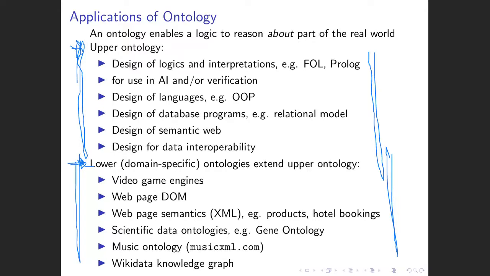So, for example, the ontology of my 2D video game engine, that is a lower ontology. I'm defining what particular kinds of object exist, like a space invader or a spaceship or an asteroid. You'll find lower ontologies in web design. We have this document object model that describes what is a web page, what are the things inside of a web page.